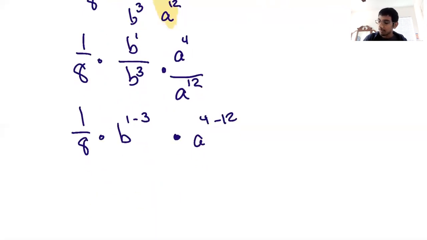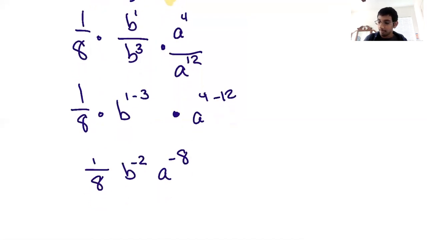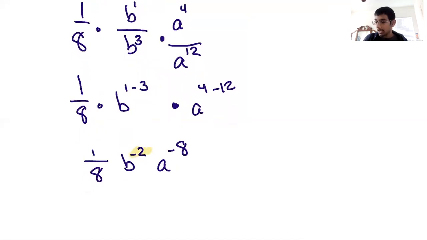And then when we do that, it's going to become 1 over 8, b to the negative second, a to the negative eighth. And then from there, we know the negative exponents will go into the bottom of the fraction and become positive. So we'll put those exponents inside of this 1/8 right here. So it becomes 1 over 8b squared a to the eighth, right? And that is our whole answer right there. So it's very complicated indeed.